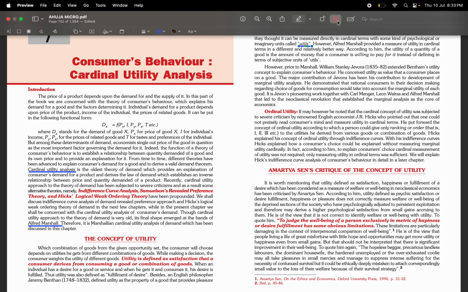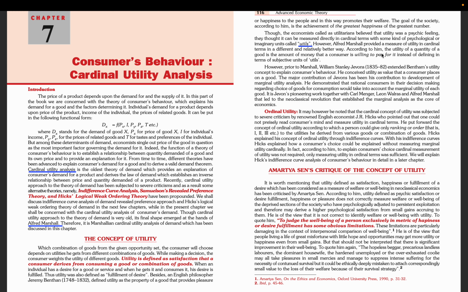So basically, Alfred Marshall just said that you don't need to use utils or anything. Instead, you can just say that utility of a quantity of a good is the amount of money, that amount that you're spending on that good, that a consumer is willing to pay. So whatever amount you're actually willing to pay for a particular quantity of a particular good, that is the measurement of utility.